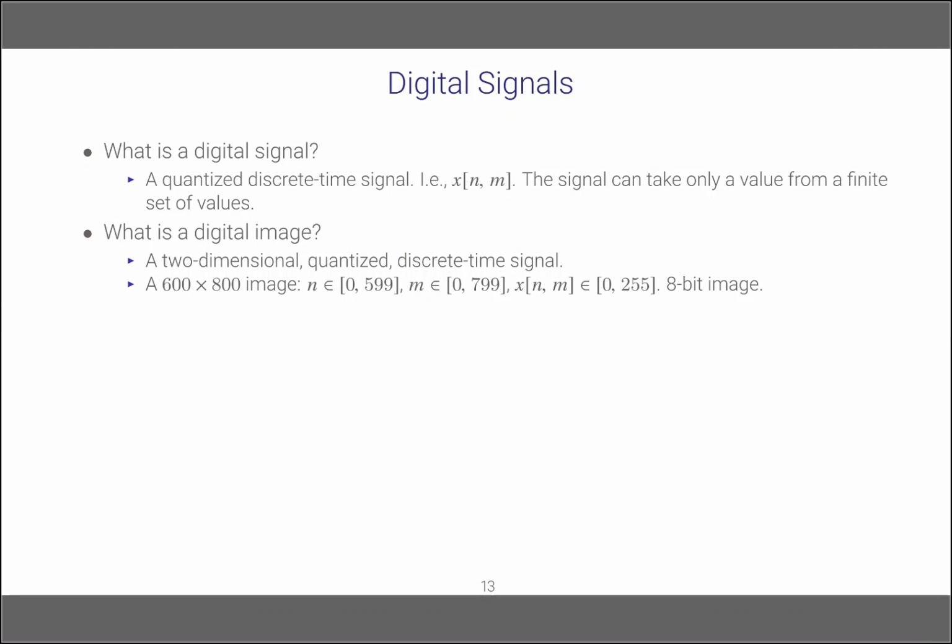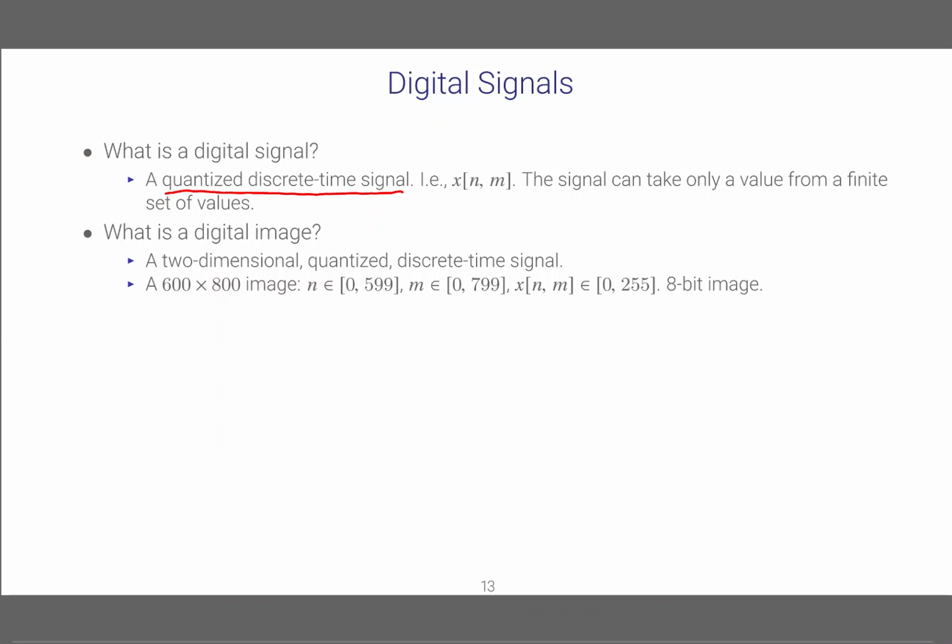Okay. Then what are digital signals? So you have encountered digital signals for sure. It is actually a quantized discrete time signal. So for example, x[n, m], the signal can take only values from a finite set of values. What does that mean? So this is an integer. This is an integer. So this is a discrete time signal of two variables that we already understand. But is it digital? For it to be digital, the signal x can take only values from a finite set.